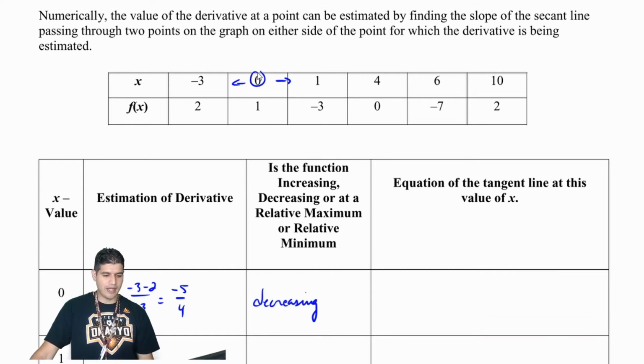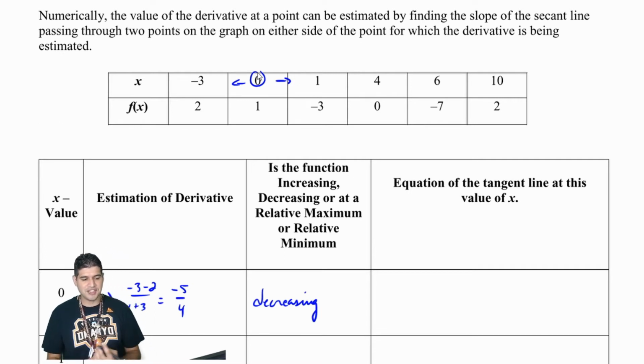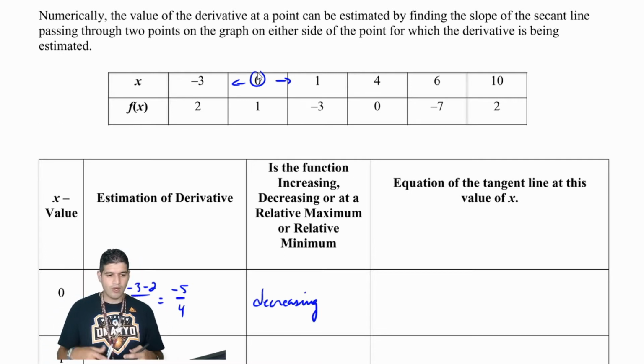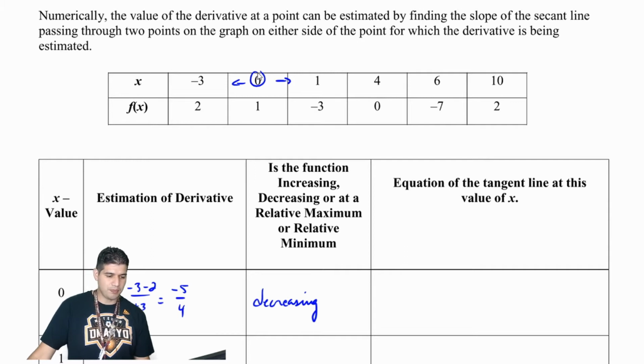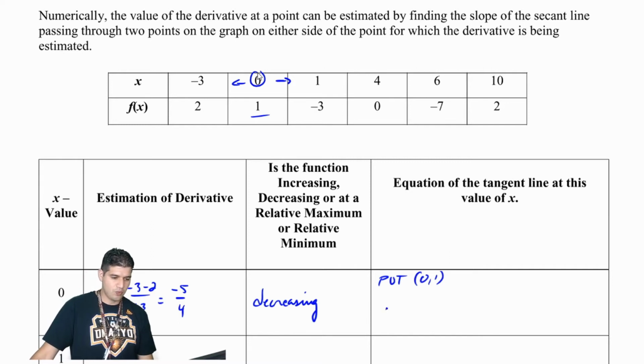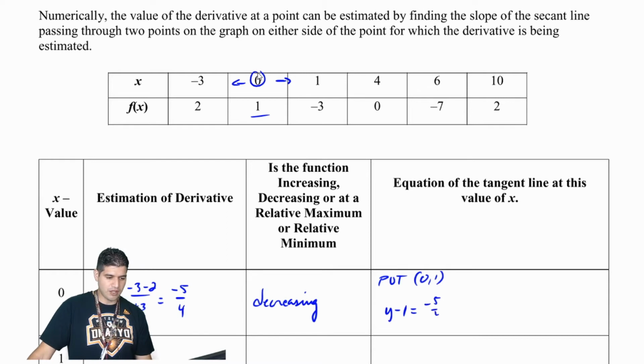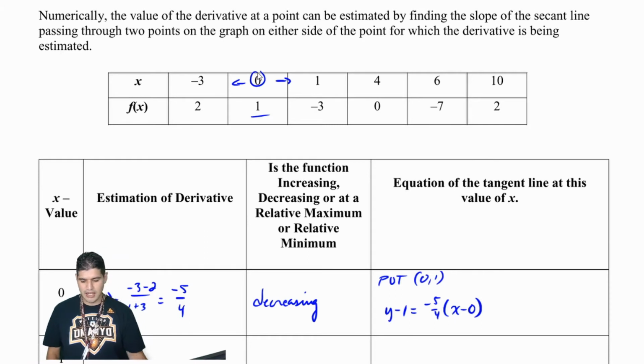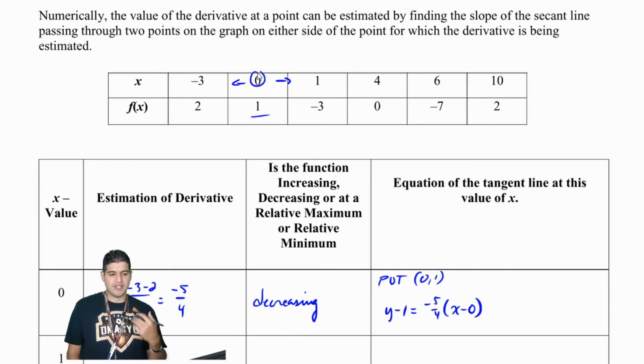Let's see if I can go ahead now and find the equation of the tangent line at this value of x. Since I have 0, I know my point of tangency is going to be 0, 1. And we have a slope that I can use, -5 over 4. So I'm going to have y minus 1 equals -5 over 4 times x minus 0 in this case. And that could be my equation for the tangent line at this value of x.